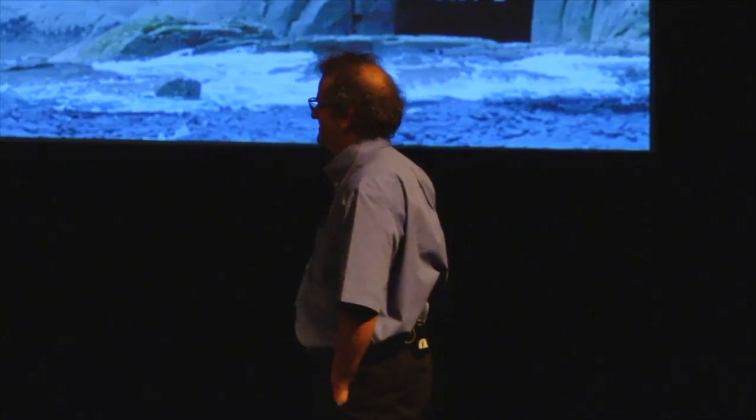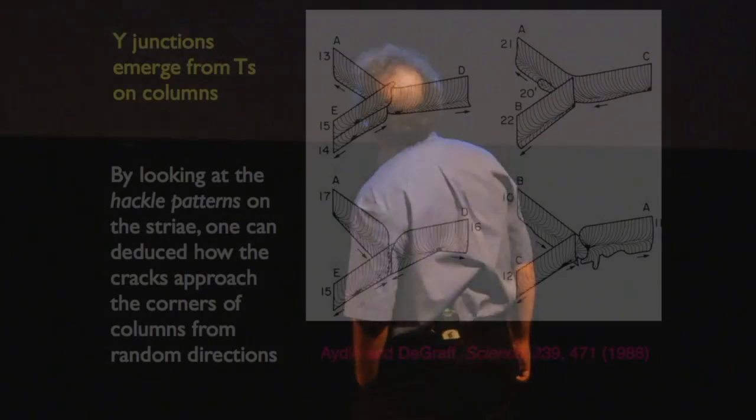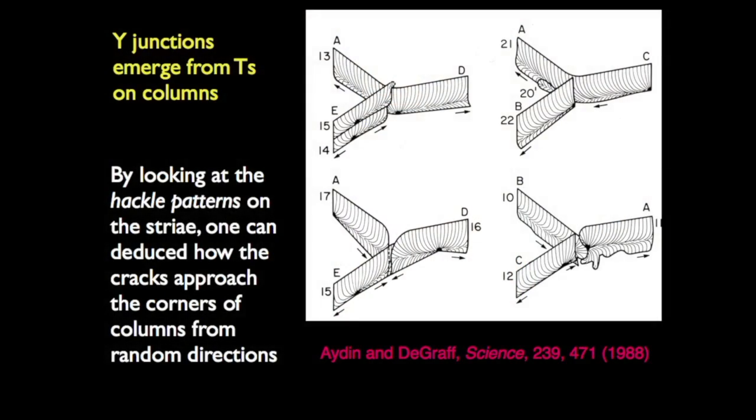And I'm not. So what Aiden and de Graaf did was they used the striae and what are called the hackle patterns on the striae, or plumose patterns. If you look very closely on fresh striae, you can deduce how a crack front zipped around on these. As it moved very quickly, you can see the pattern left behind.